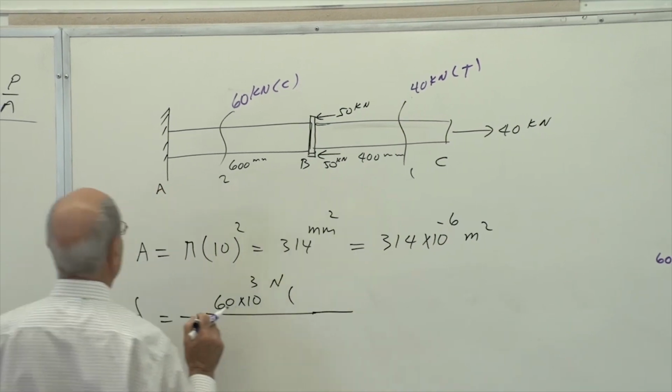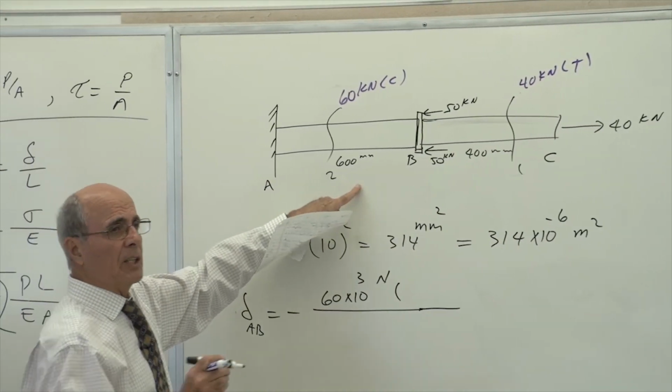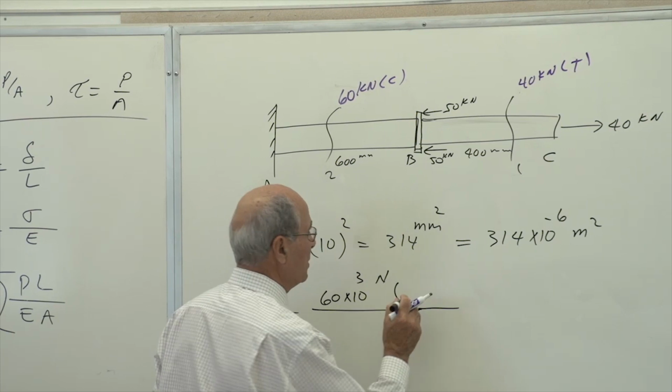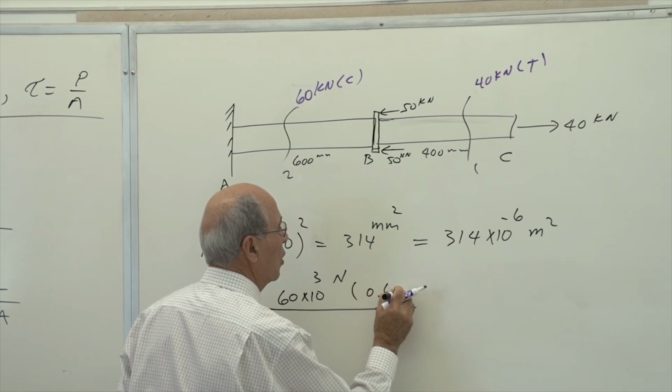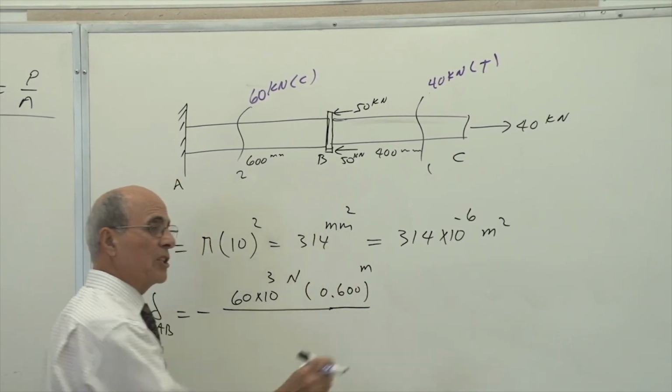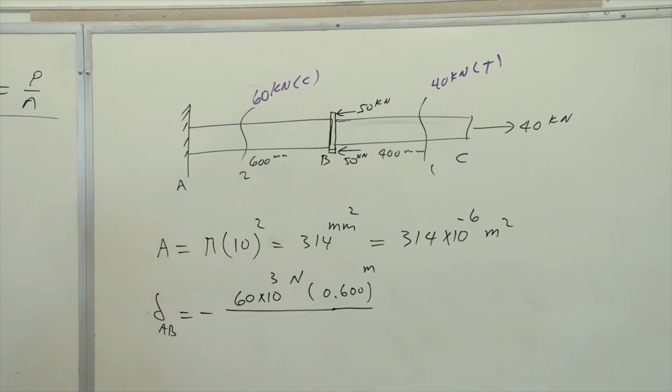Then PL. What is the length? The length is 600 millimeter or 0.600 meter. This is the first time I'm going to use the unit there, in order for you to do it. After that, you don't need to put the unit there, but you should be consistent in your mind. You should carry it. Be careful. Is that correct or not?